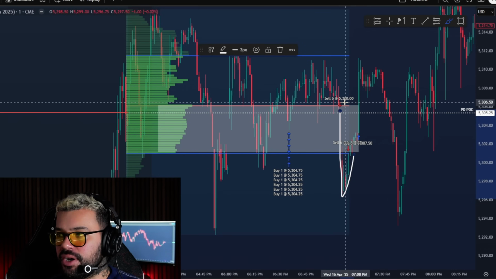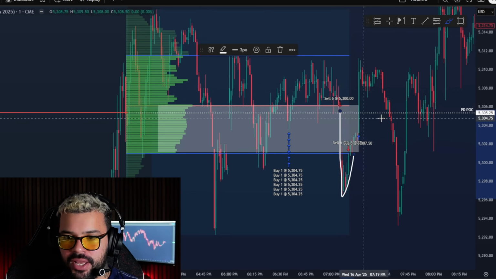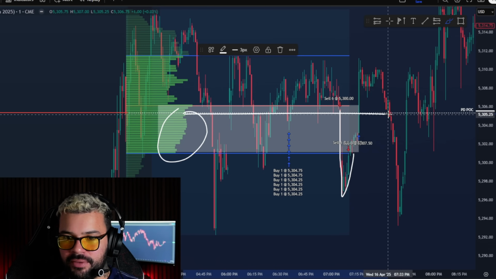So you can see that price broke down at 7 o'clock open. We broke down away from current session point of control, away from previous day's point of control, and away from this high volume node that reinforces this level.